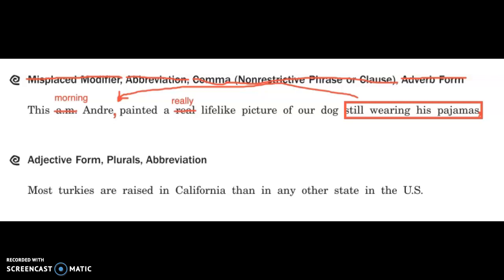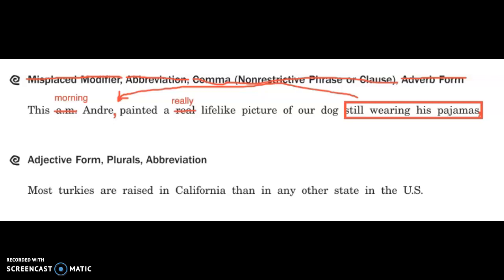Next, let's take a look at sentence 4. Our sentence says, "Most turkeys are raised in California than in any other state in the US." In this sentence, we have an adjective form error. We also have a plural error we need to address, and we're going to spell out an abbreviation.